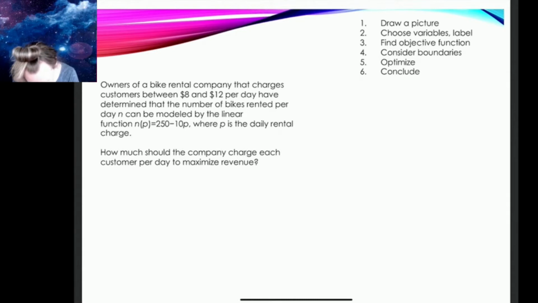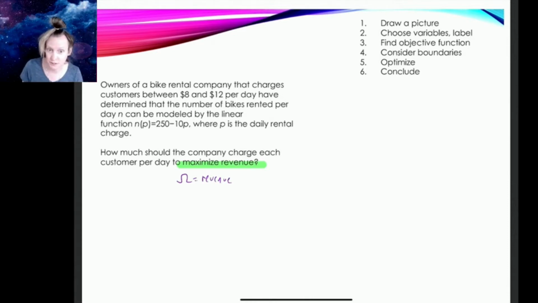I think we should untangle a bit of what we're being asked. Maximize revenue, that's my objective. And I hope you're starting to see the utility of always calling it omega. Omega exists to be optimized. And there's a constraint in this function as well.